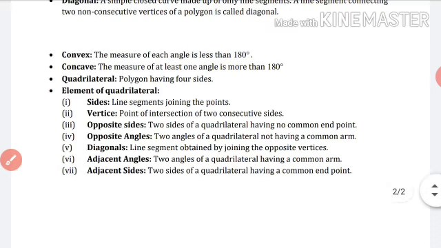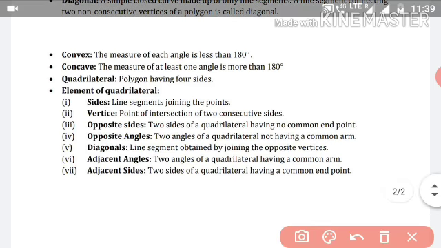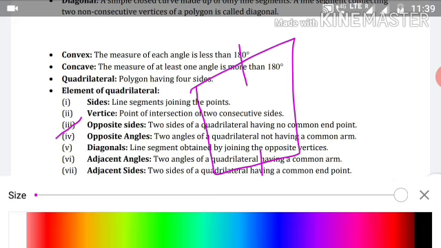Now next, opposite sides. So we know opposite sides, isn't it? For any figure, suppose this is a figure. Now this and this are called what? Opposite sides. And in the same way, this and this will be opposite sides. Now next, opposite angles. What are opposite angles? This angle and this angle are called opposite angles. And this angle and this angle will be opposite angles.